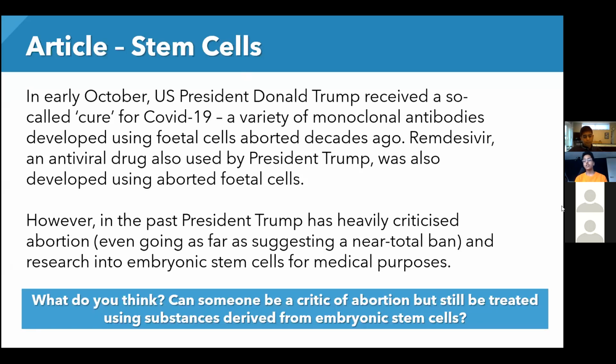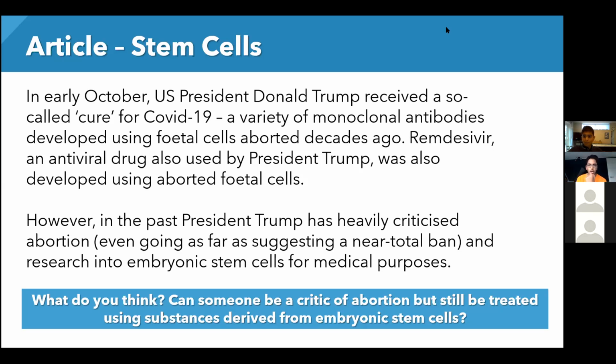So just taking that information, if anyone wants to unmute themselves, then do so, or put it in the chat. What do you think about this? Should someone that's so heavily a critic of abortion and that whole topic be allowed to use substances derived from embryonic stem cells?